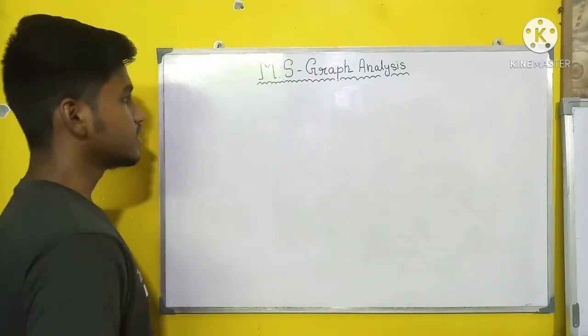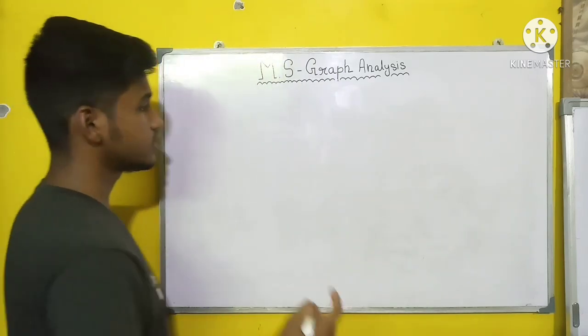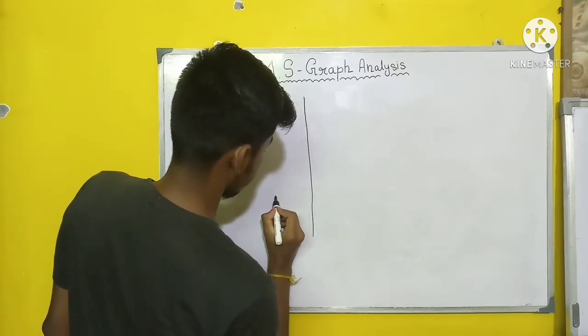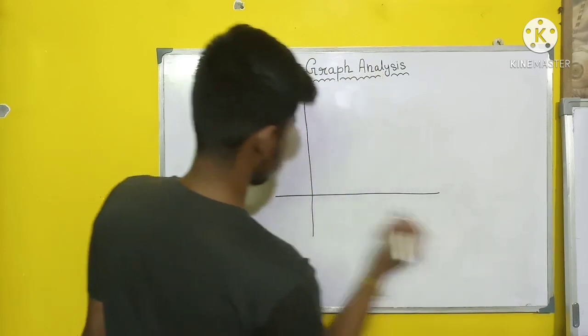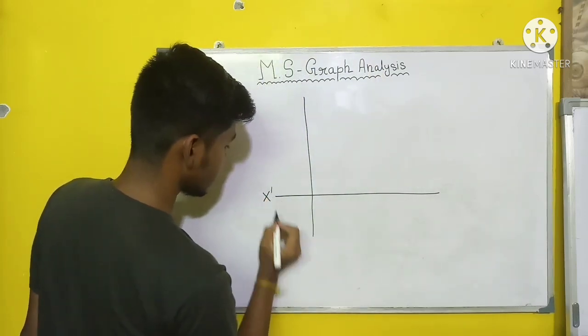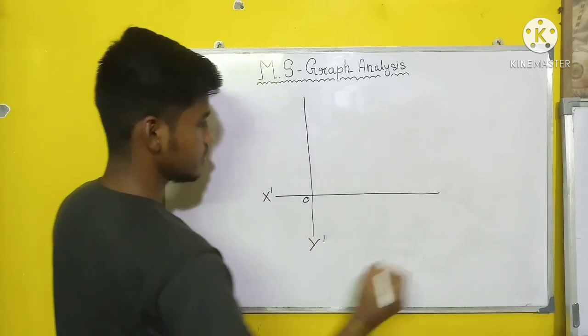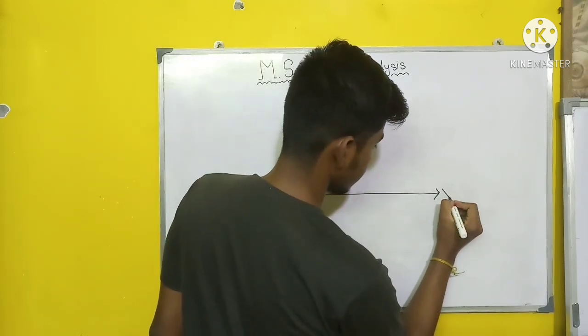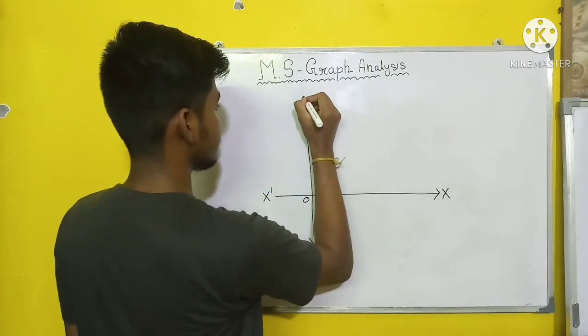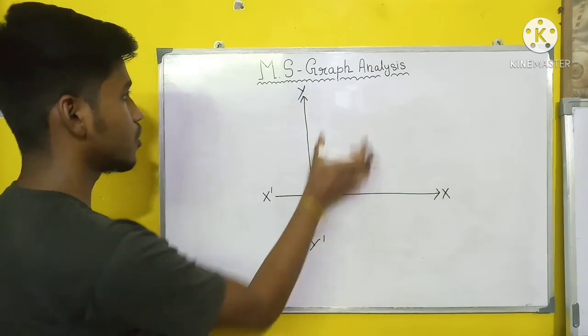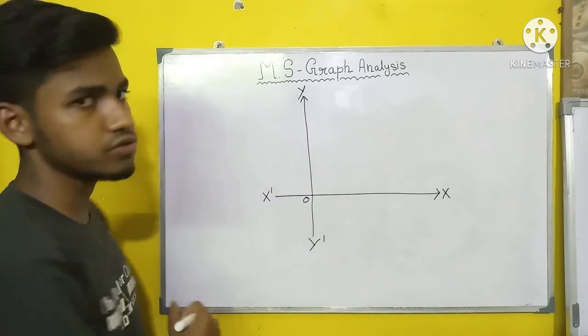So basically the graph of mass spectrometry looks like this. It has one line and another line, the x bar, the y bar, the origin 0, x, and y. So this is the diagram of the graph of mass spectrometry.